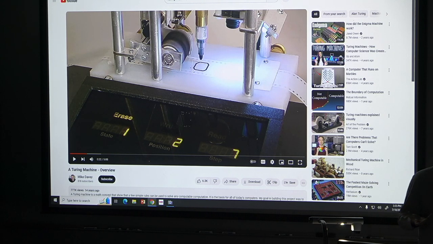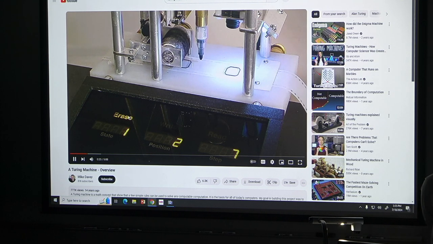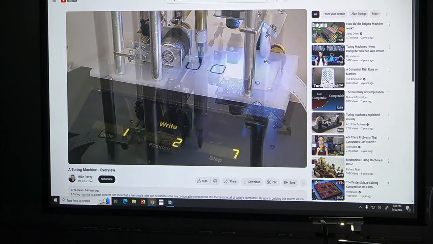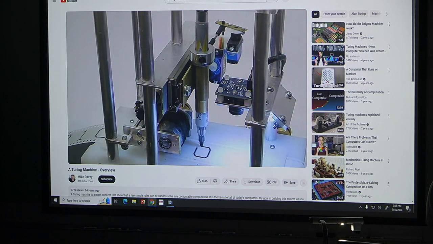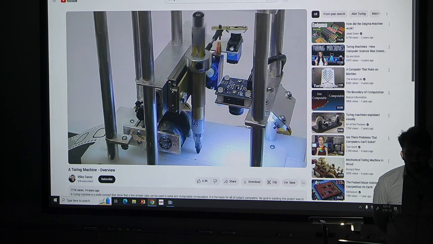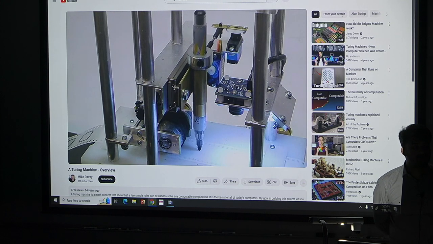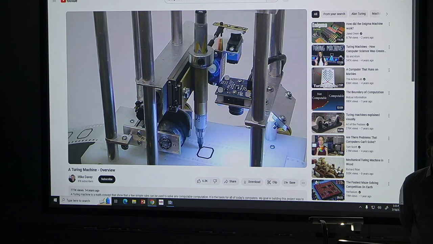So here's a sort of guided analogy, a story. I was looking at pictures of mechanical Turing machines, and here's an example of one. And basically, you can see it's writing a one, writing a zero, moving left and right. But importantly, a Turing machine is supposed to be a foundational model of computation. It's supposed to be a computer.